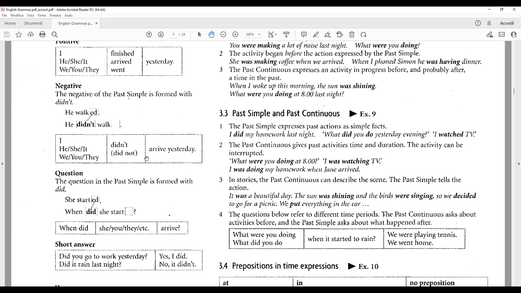I didn't arrive yesterday. No, I didn't arrive yesterday. Okay, I didn't arrive yesterday.